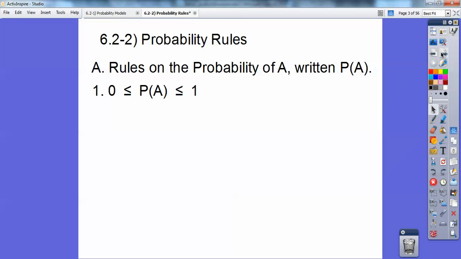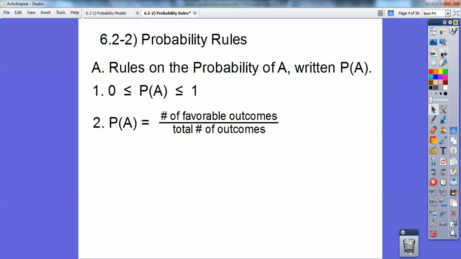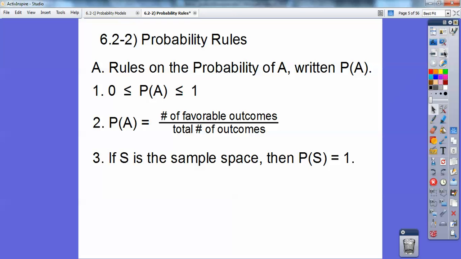Probability of A is between 0 and 1. It could be 0, it could be 1, but it's nothing outside of that. It's usually a fraction. I've noticed your book represents it as a decimal, so just take the top number and divide it by the bottom number to change it to a decimal. Okay, and this is how you get your probability. Your fraction is the number of favorable outcomes, and the bottom number is your total number of outcomes. I'll explain some more as we get into some examples.